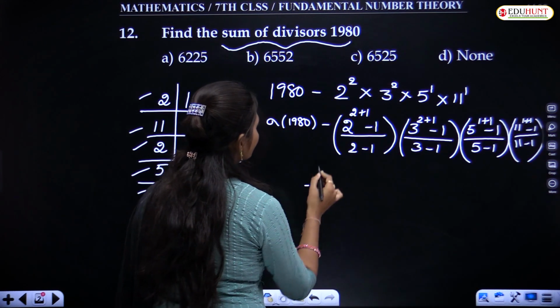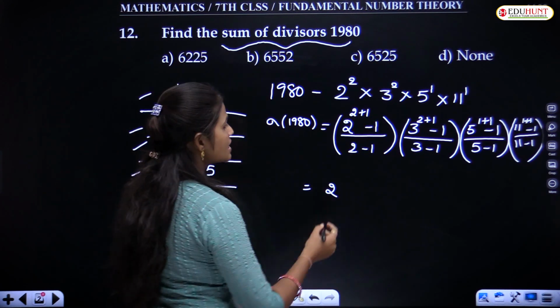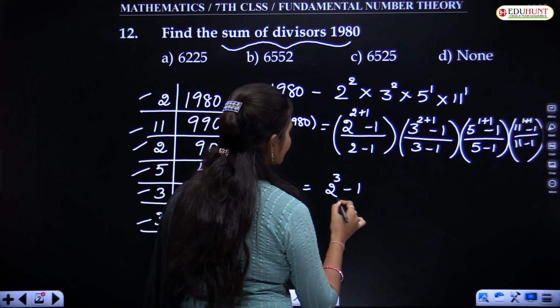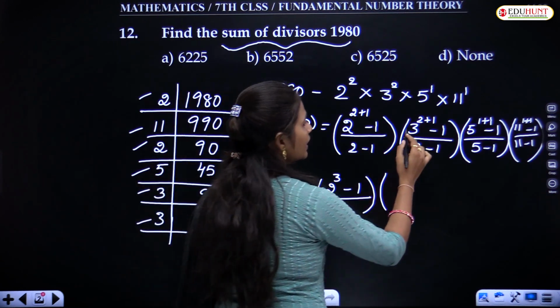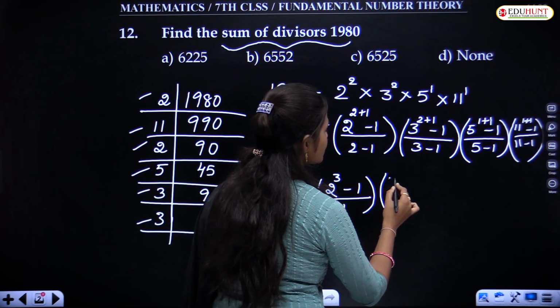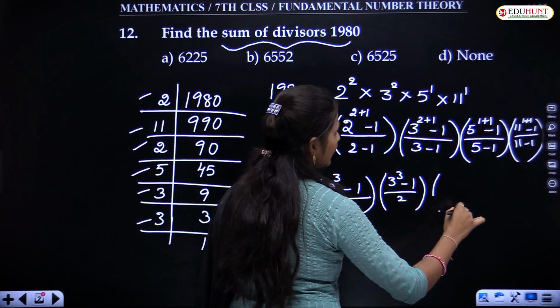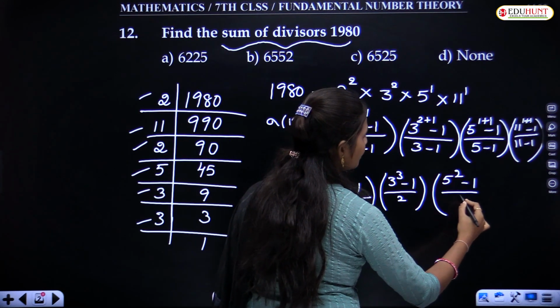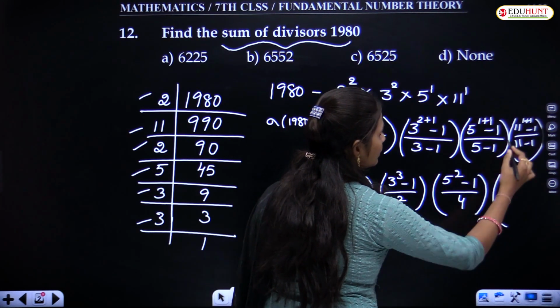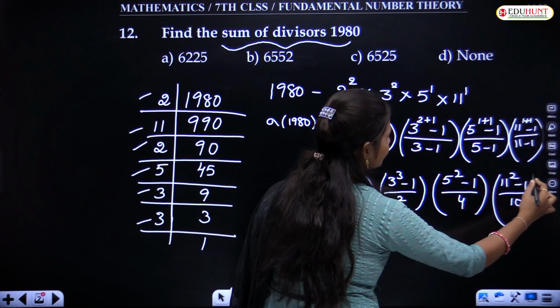Clear? So here this equals 2 power 2 plus 1, which is 2 cube minus 1, and here 2 minus 1 is equal to 1. So into here 3 power 2 plus 1 is 3 cube minus 1 whole by 2, into 5 power 1 plus 1, which is 5 square minus 1 by 4, into 11 power 1 plus 1 is 11 square minus 1 by 10.